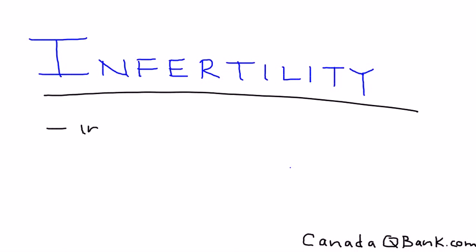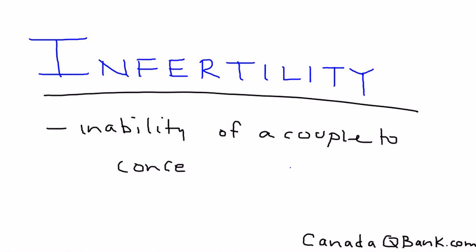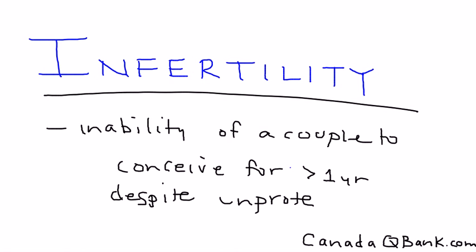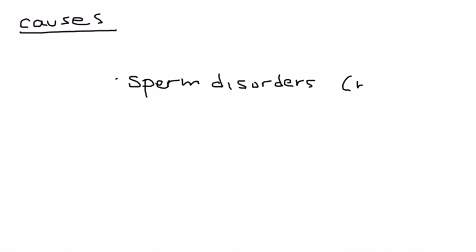Infertility is the topic, and infertility is defined as an inability of a couple to conceive for greater than 1 year, despite the fact that they've been having unprotected sexual intercourse. Now, there are several causes of infertility, and we can break them into categories. And the first is a category that involves sperm disorders, and we'll label that as a male factor. And that's about 35% of cases of infertility.